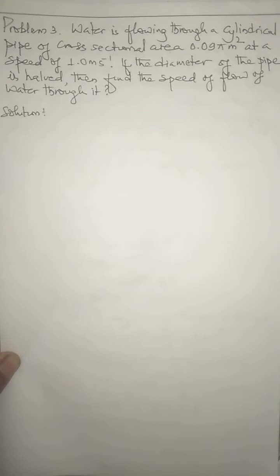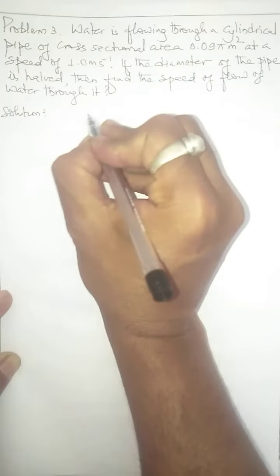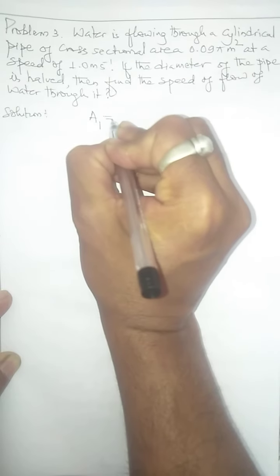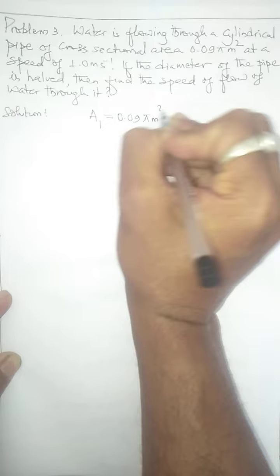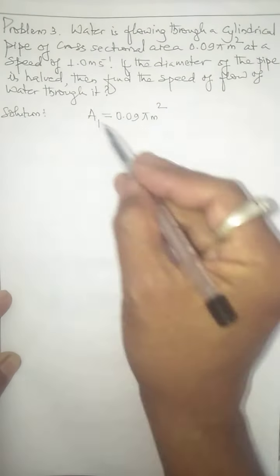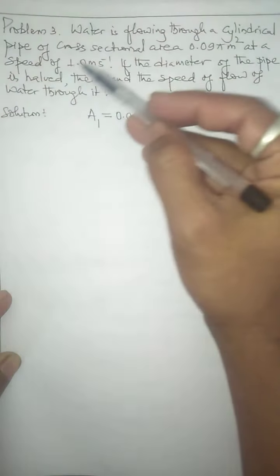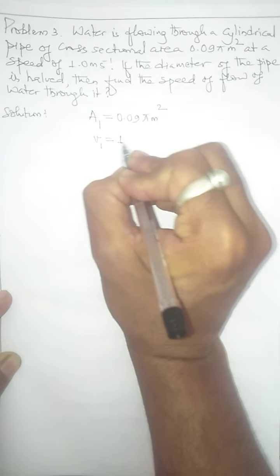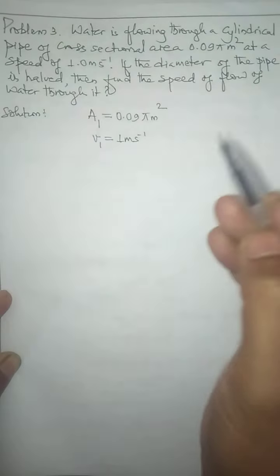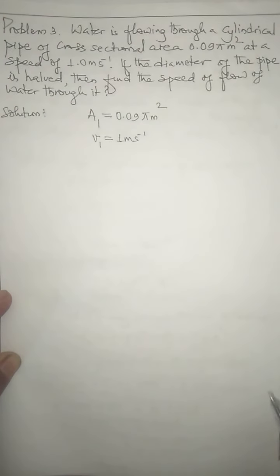So in that pipe, if the diameter is made half, then at what speed will the water flow? The same water will flow, and that we need to calculate. To solve this problem, we have the cross-section area, which I write as A1, that is 0.09 pi meter square. The speed at which the water is flowing is 1 meter per second, and I write that speed as B1, which is 1 meter per second.